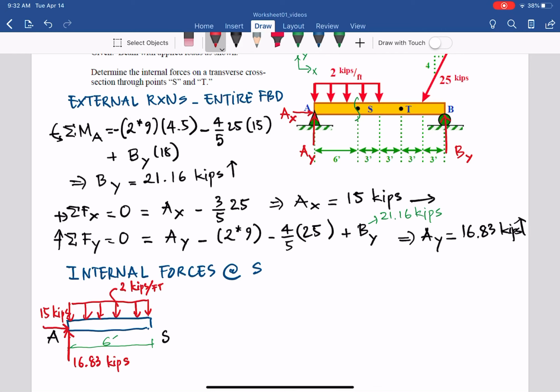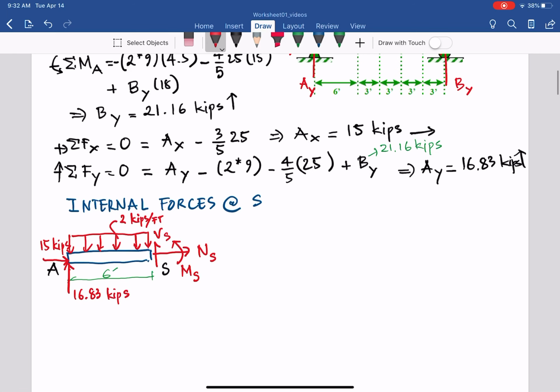And then we have normal force Ns, shear force Vs, and internal bending moment Ms. So from that we can take the equation, sum of all the force in x direction, going to the right, equals 0.